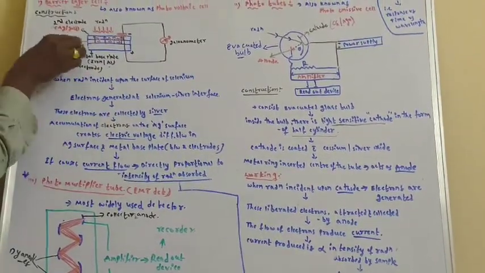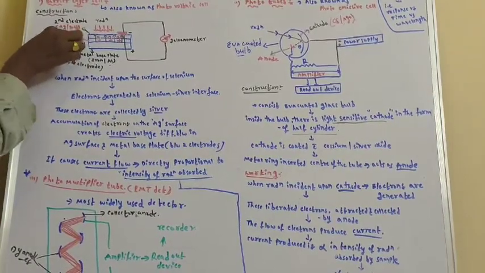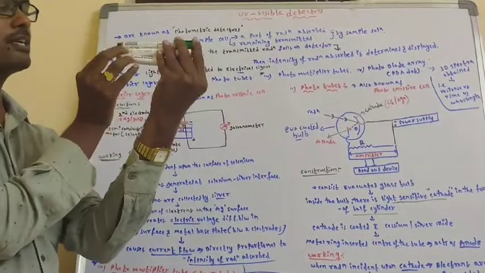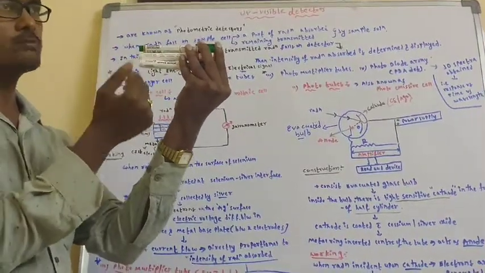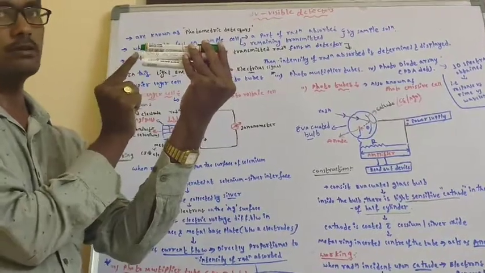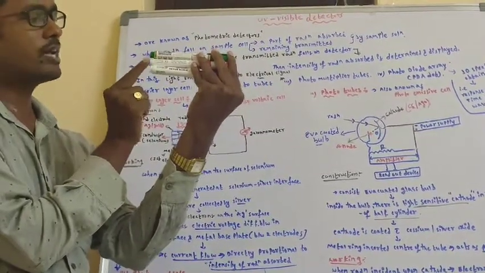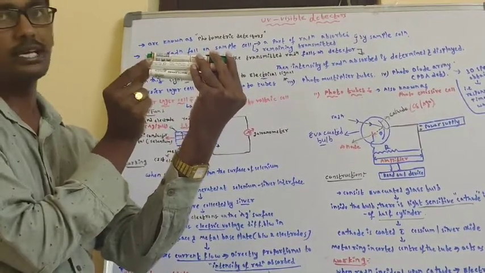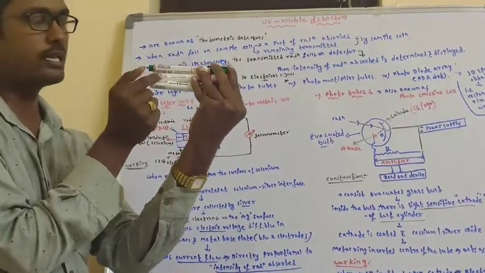Suppose you can observe here, this is the selenium. It will be arranged like this. Here the middle one is selenium. The transmitted radiation coming from the sample falls onto the selenium, the middle layer. Whenever radiation falls onto the selenium, electrons are generated from the selenium.